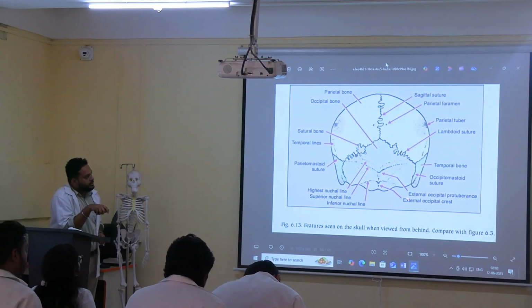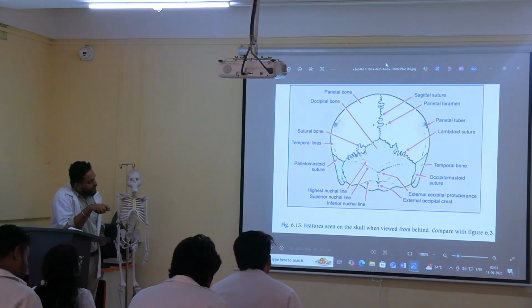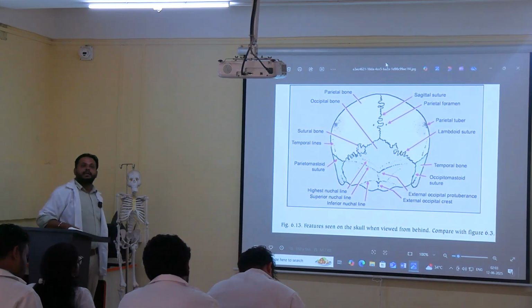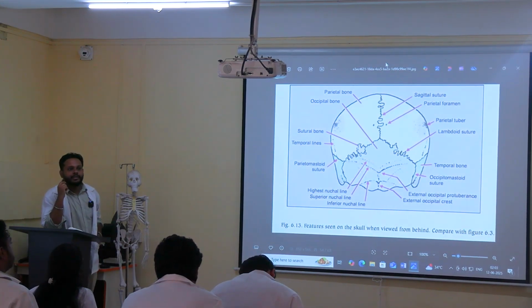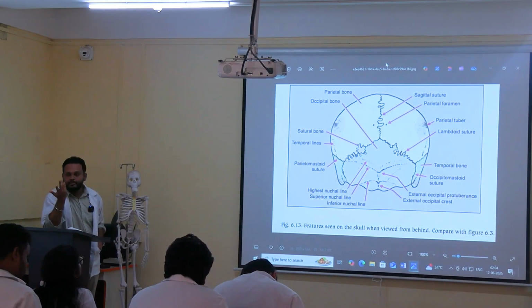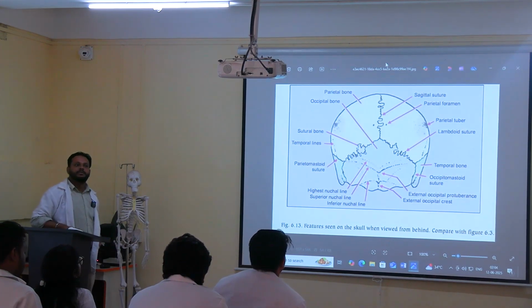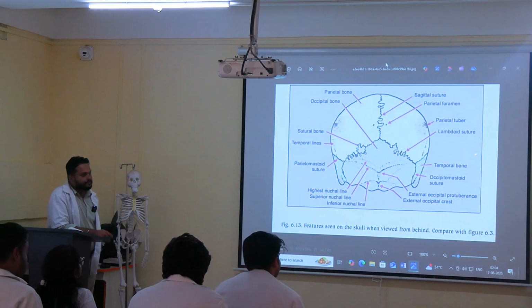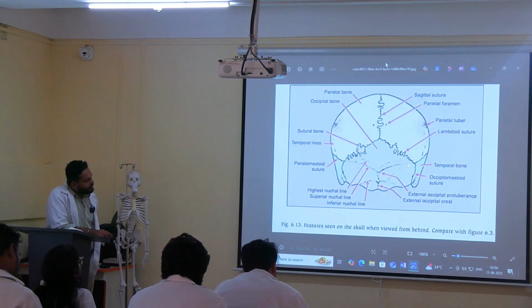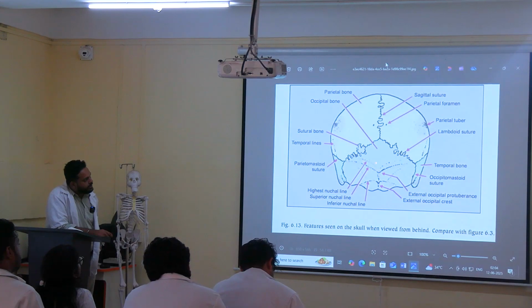Okay. This one is superior nuchal line, this one is inferior nuchal line. Above the superior nuchal line, there is another line, that is highest nuchal line. This is very faint, may not be palpable in every single individual. You may not be able to palpate it or show it. That is highest nuchal line. Okay? This is your superior nuchal line. This is your inferior nuchal line. This one is the highest nuchal line.